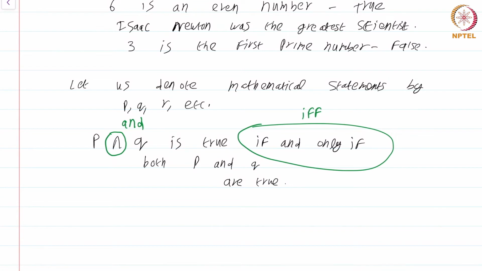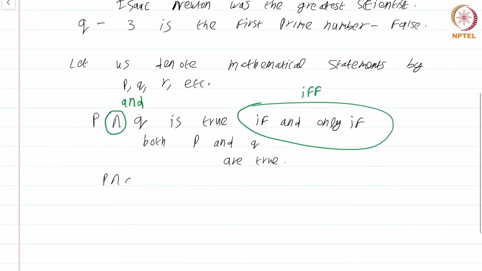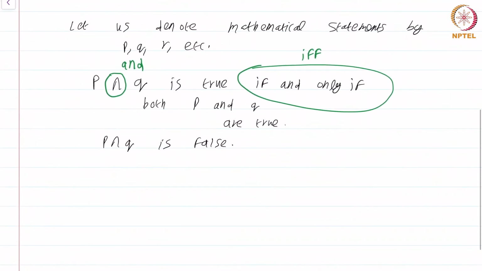So, if you call the statement 6 is an even number P, and if you call the statement 3 is the first prime number Q, then P and Q is false. Because P is certainly true, but Q, which asserts that 3 is the first prime number, is false. Now, we would like to assert that P is true, but Q is not true. We want to combine these two in an easy way.